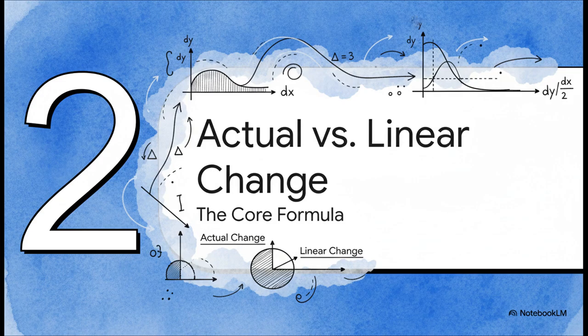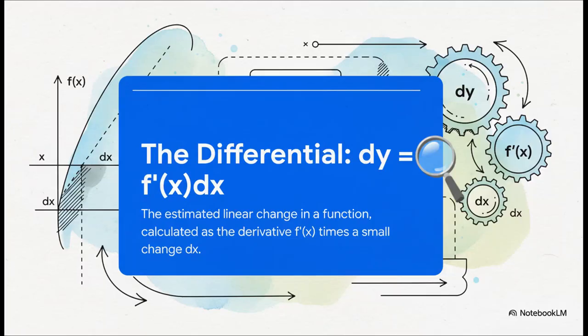Now let's put some math to it and look at the core formula that powers this whole idea. And there it is. Looks simple, right? But this formula is incredibly powerful. It just says our estimated change, dy, is the derivative of the function, f prime of x, times that little nudge in x, our dx. The truly mind-blowing thing here is that we can actually treat the derivative, dy over dx, as if it's a fraction. We can split it into these two manageable pieces, dy and dx.